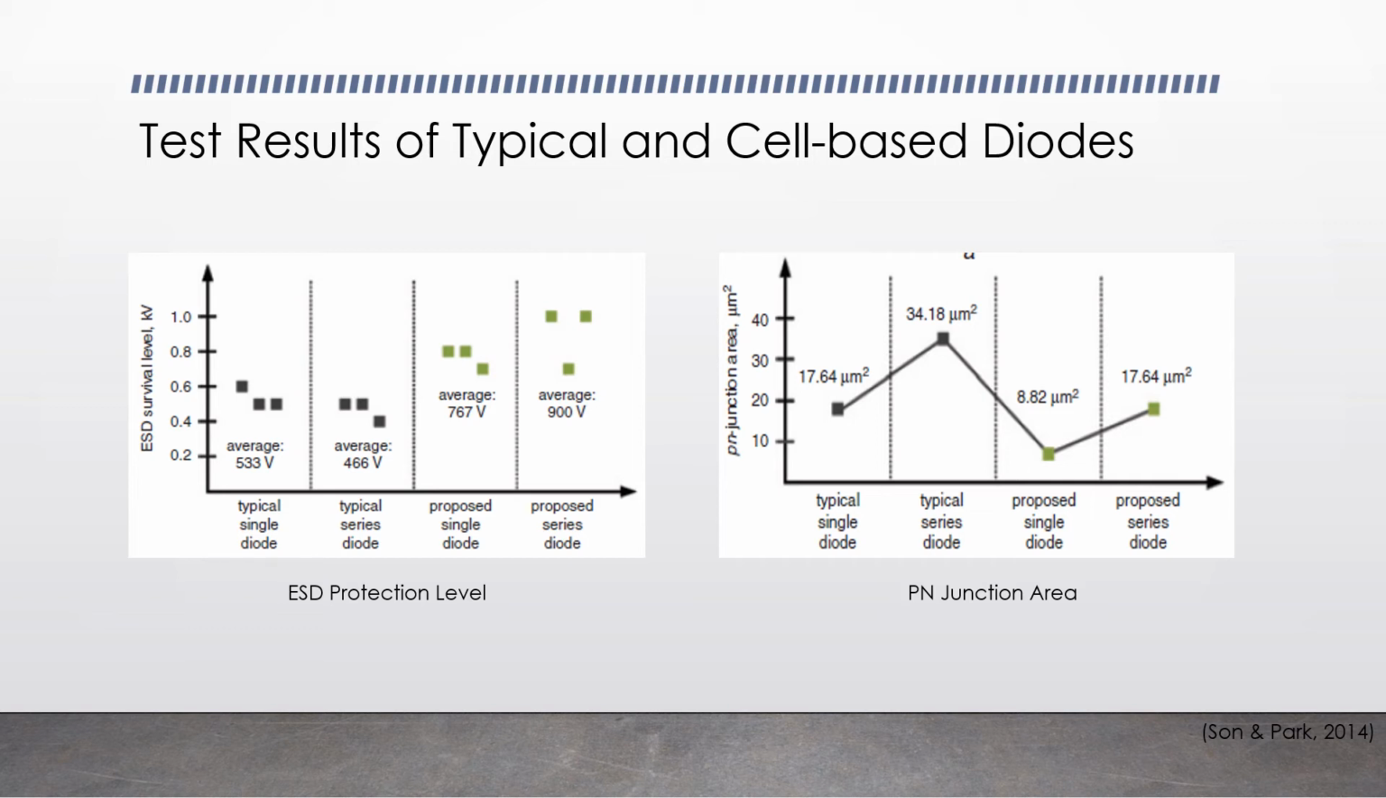The experiment also showed that the performance of series cell-based diodes is better than that of the single ones, which is opposite to the typical method, because of the reduction of the thermal interaction. The other figure indicated that the required p-n junction area of the cell-based diode is less than the area of typical ones.